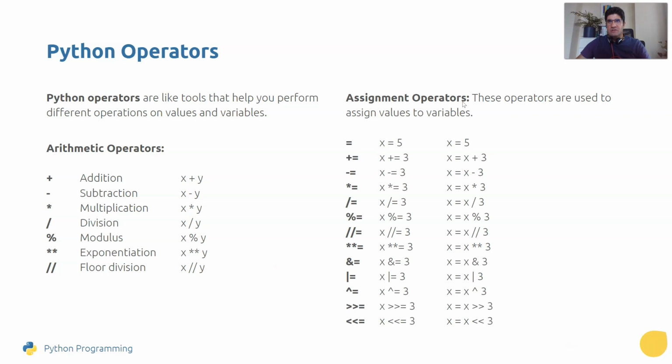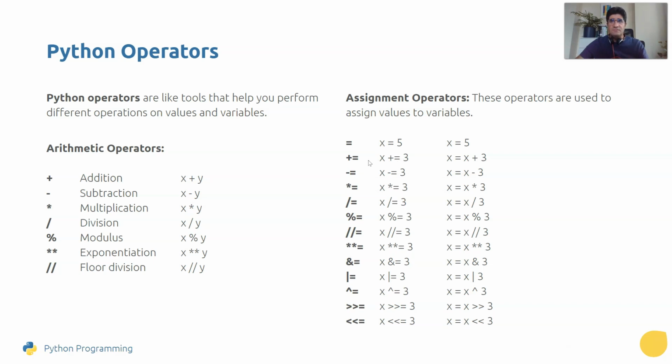We have the assignment operators. With an assignment operator, we can assign a value to a variable or run some sort of operation and assign the result to the variable. The Python interpreter always calculates the right hand side of the assignment operator, and it will assign the result to the left side. So in this case, we assign 5 as a value to the x variable.